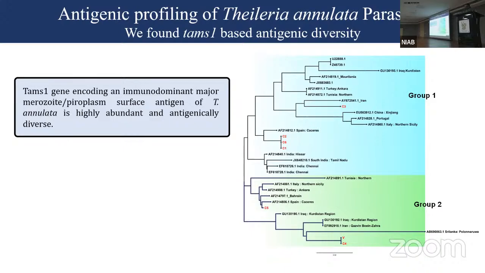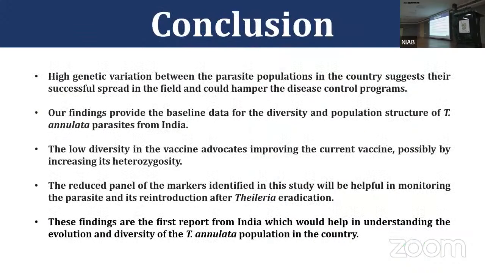One more objective. Yes. So the conclusion of this study is that we found high genetic variation among the parasite population in the country, which suggests that they are successfully spreading in the country and could hamper the disease control program.